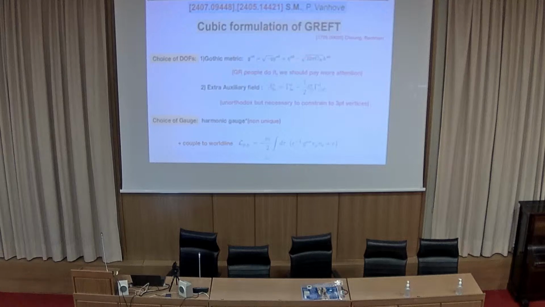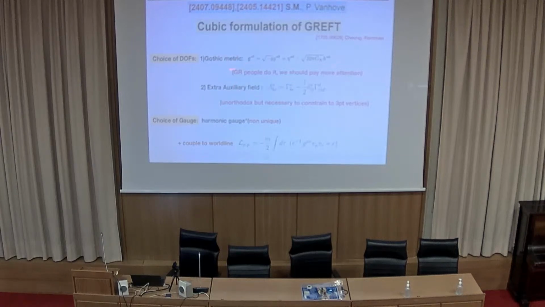So inspired by this paper by Chung and Rempel, which, for here, this is not the title, but the cubic formulation of GR EFT is the part of the paper that we are using. So what happens here? One can write down the Einstein-Hilbert action with respect to two degrees of freedom. So one, the Gothic metric. GR people have been using the Gothic metric as a description. It's just that in amplitudes we didn't want to do that because it seemed more complicated. Finally, it seems that it's even less complicated. And the lesson to take here is we should pay more attention to what other people do sometimes.